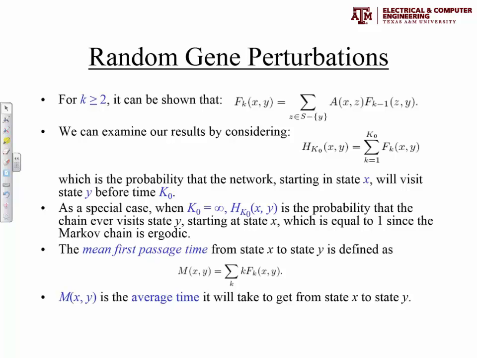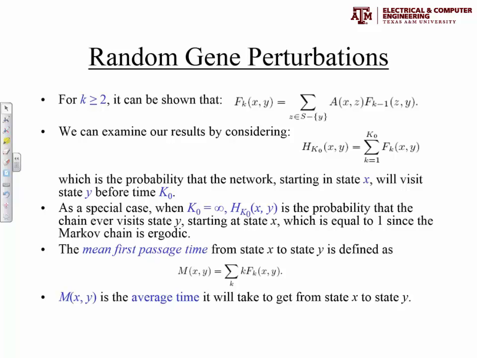Now we can examine our results by considering the following quantity. We are asking about going from x to y in 1 time step, that's corresponding to k equal to 1. What is the probability of going from x to y in 2 time steps? That will correspond to k equal to 2. What is the probability of going from x to y in k0 time steps? 1, 2, 3 up to k0. That's just the sum of these, because these are again mutually exclusive events. And you guys are experts in stochastic processes, or at least I think so, so you have no problem with that.